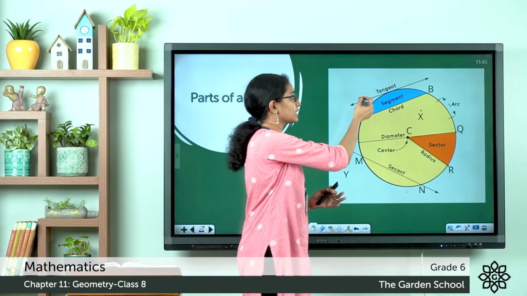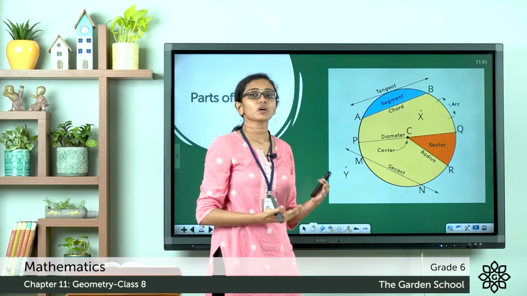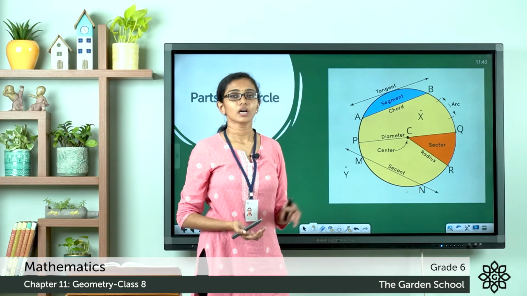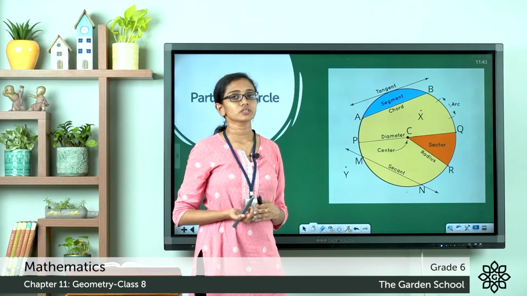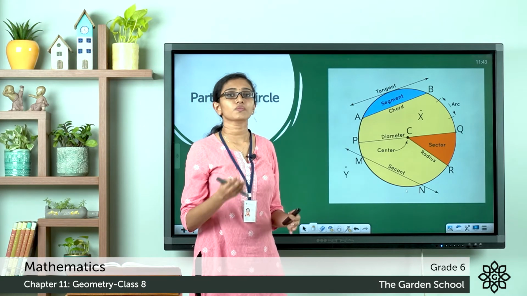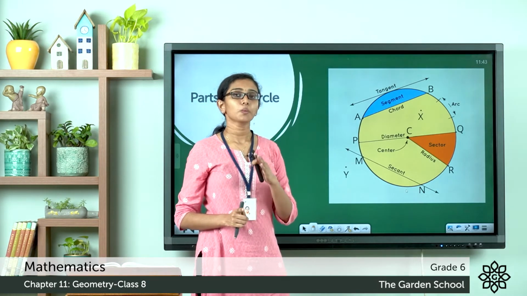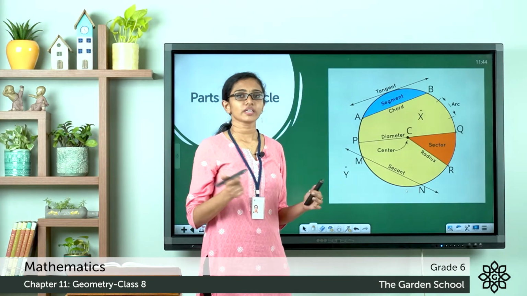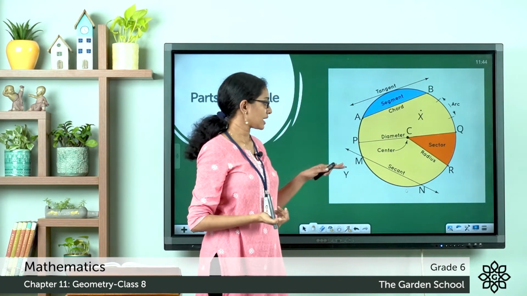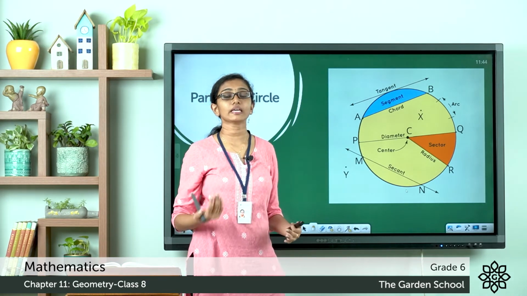Now you see there is a line here which is on the exterior of the circle but it touches the circle at a particular point. Such a line is called a tangent of the circle. So a tangent is a line which is on the exterior of the circle but touches the circle at a particular point. Here we can see a point X which is marked in the interior of the circle and a point Y which is on the exterior of the circle.